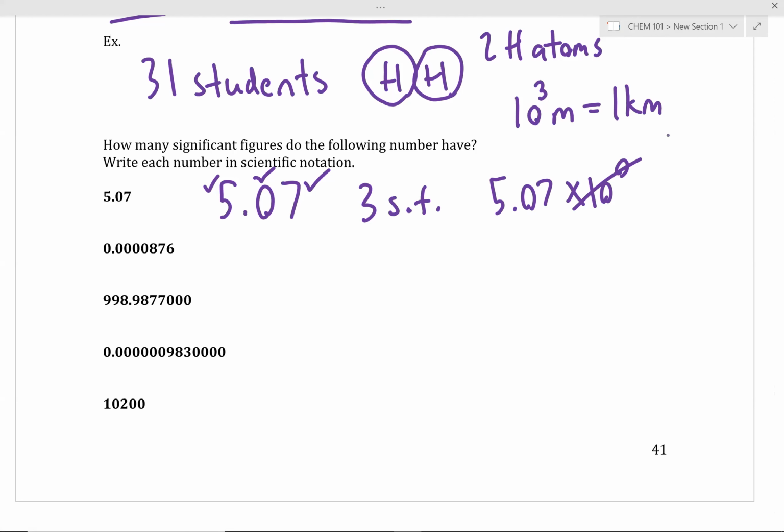It's unnecessary. So what I'd like you to do now is to take these 4 numbers, identify the number of significant figures, and then write them in scientific notation. And I'll be walking around to check to see how everyone's doing.